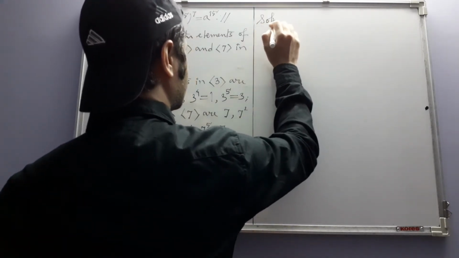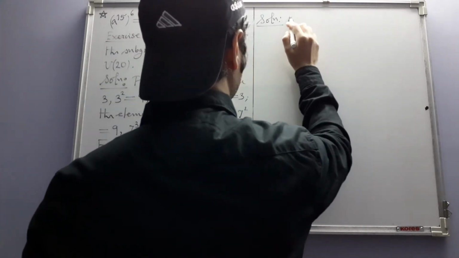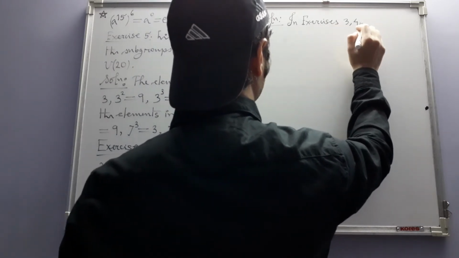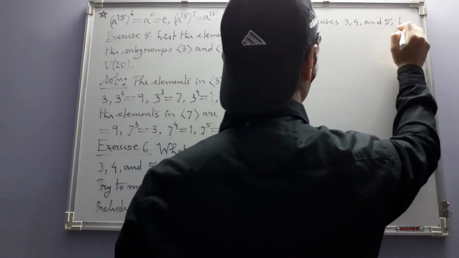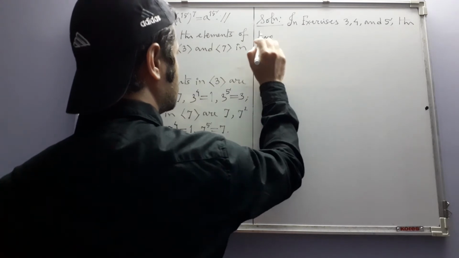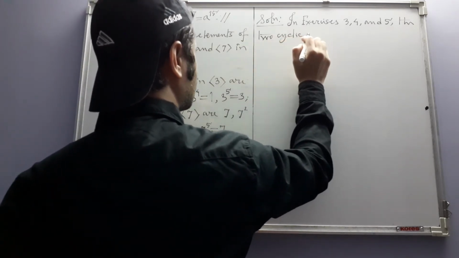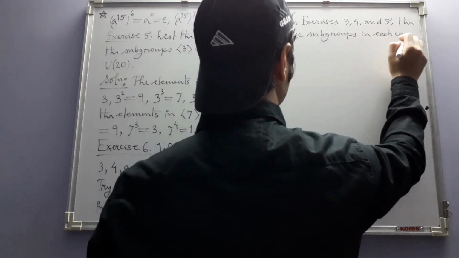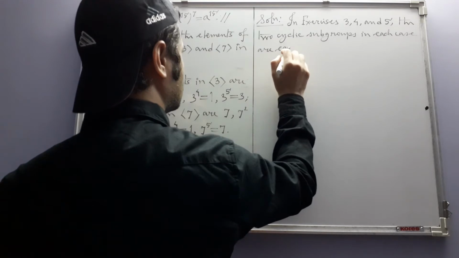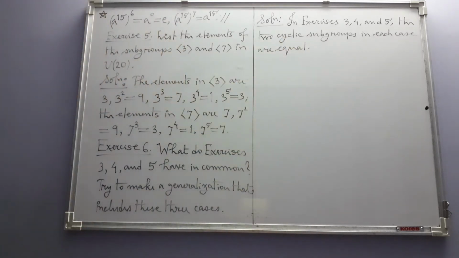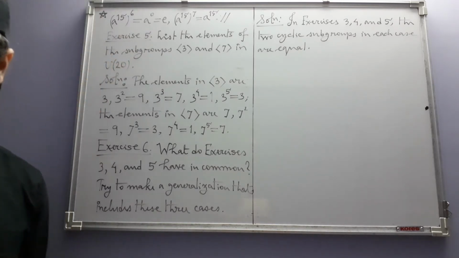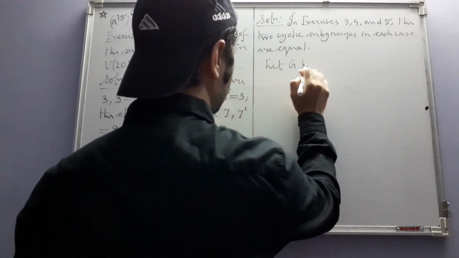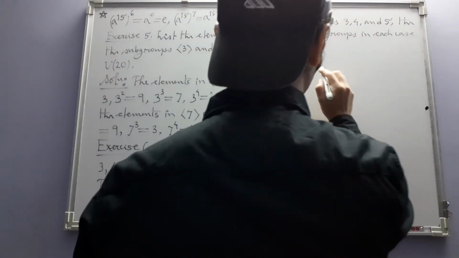So we write the solution accordingly. In exercises 3, 4 and 5, the two cyclic subgroups in each case are equal, and the generalization is this. We are making this conjecture. Let G be a group of order n.